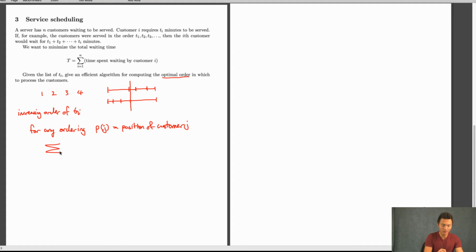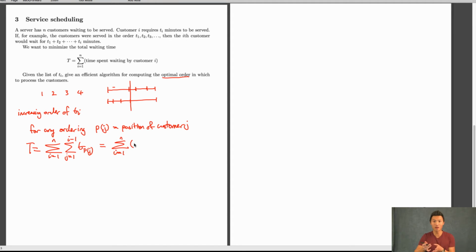Now, my total cost, time, is going to be, for every customer, the time spent waiting by this customer, which is going to be all the customers before me, right? Before I, for some I, all the customers before I, such that I sum up all their times. So for customer 3 here, I sum up all the times for customers before me, which is 1 and 2 in this case. Which we can reword as the summation of all the customers.